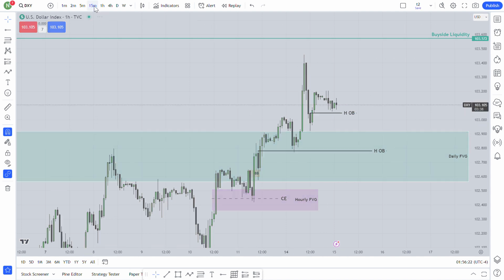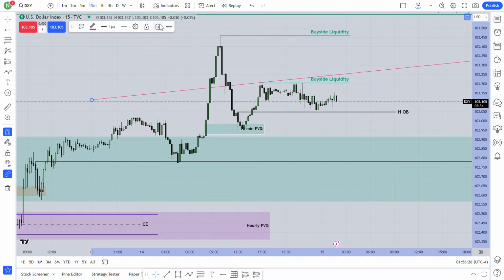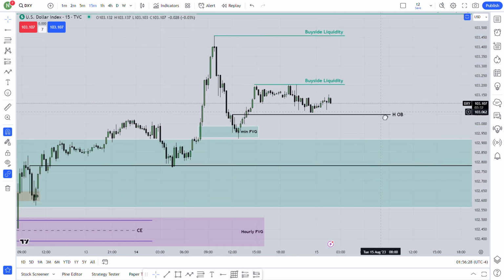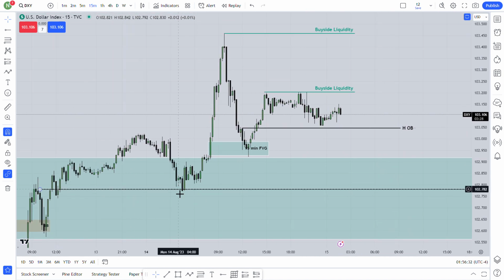Let's go to the 15-minute. Okay, in the 15-minute, this is the hourly order block. The market went. This is the last fair value gap, the 15-minute fair value gap. The market came back to the 15-minute fair value gap, went higher, came back, and now it's over here.